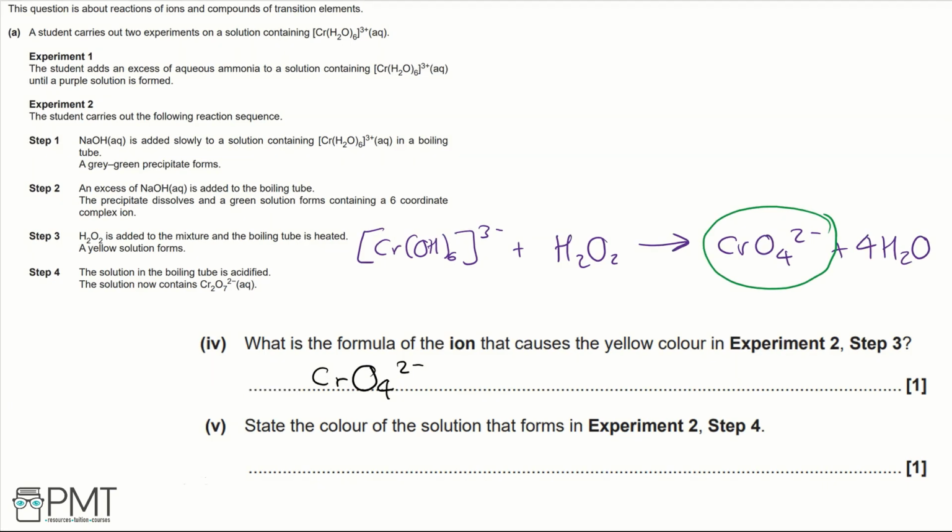Part 5. State the colour of the solution that forms in experiment 2, step 4. So this question is asking us to recall the colours of transition metal ions. The colour that we need to identify is the colour of our Cr2O7 2- ion, and the colour of this ion is orange. This is something you need to know for this syllabus, and if you didn't know it already, I'd recommend making a revision resource because this is a recall question. To get the mark, you must write orange on the answer line provided.